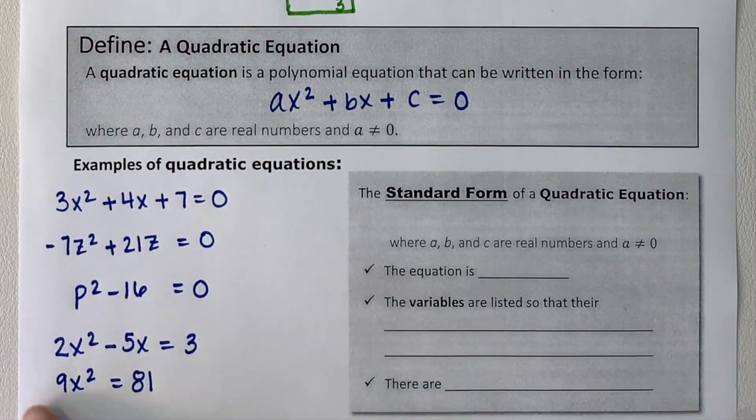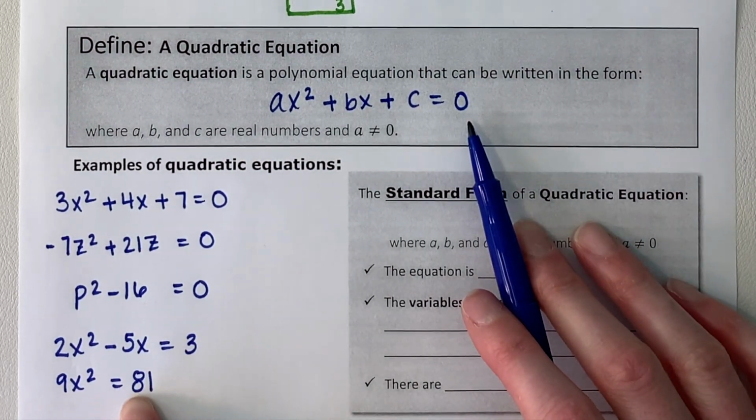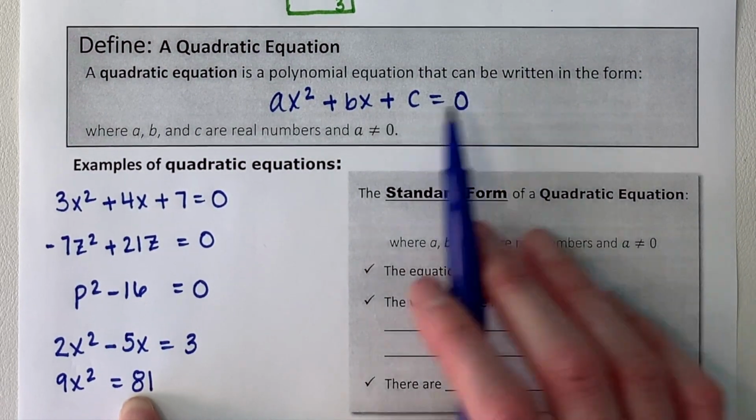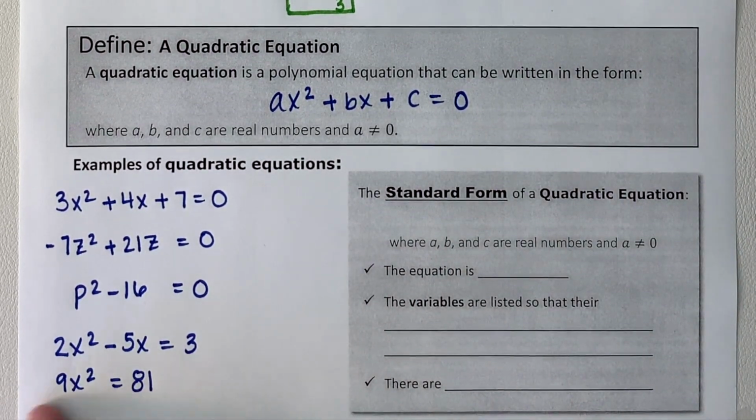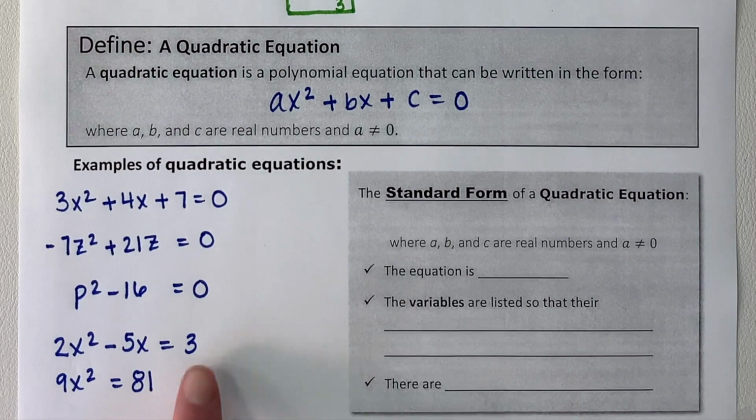Here are two more examples of quadratic equations. Notice these quadratic equations aren't equal to 0, like we showed here, but as long as it can be written in this form, you can call it a quadratic equation. So we could rewrite these two equations to have them equal 0.